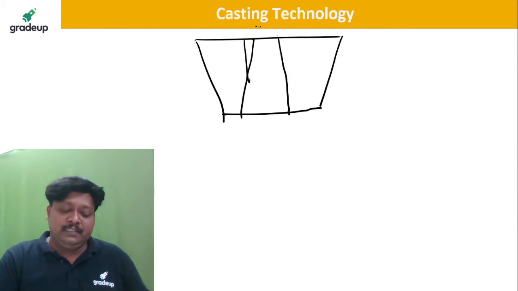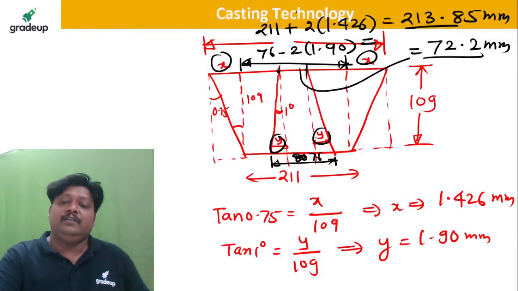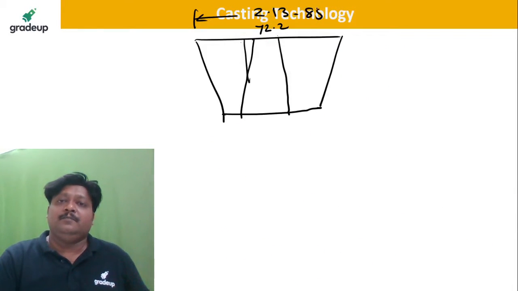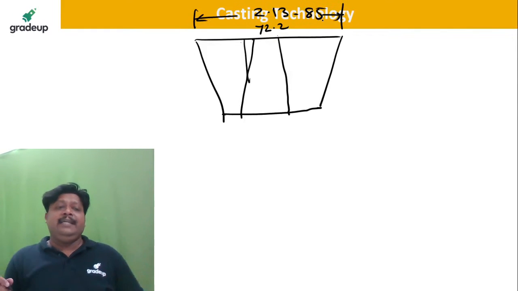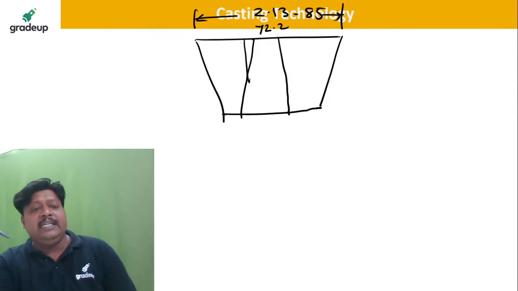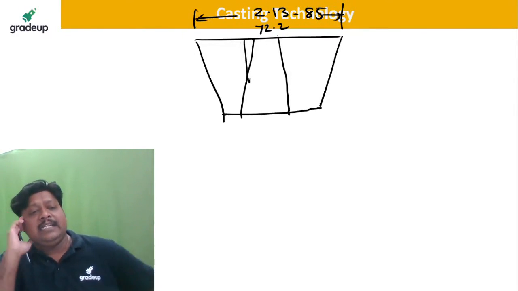So this is something 72.2 and this is something 213.85. Okay, I hope it is clear. Yes Karthik, it is clear. Very good, very good.